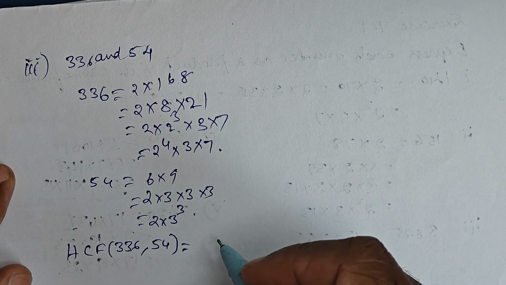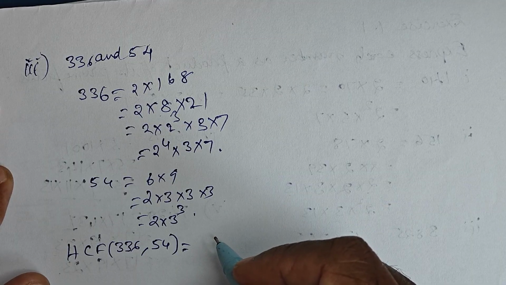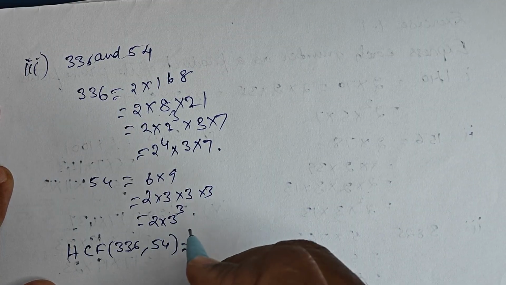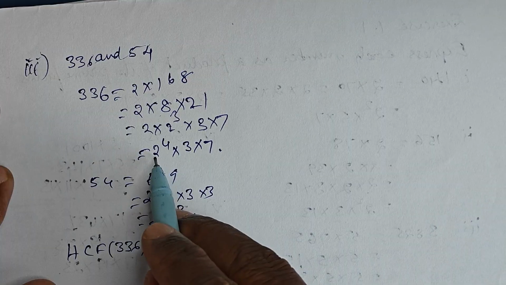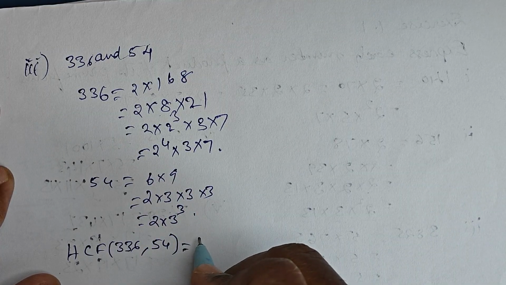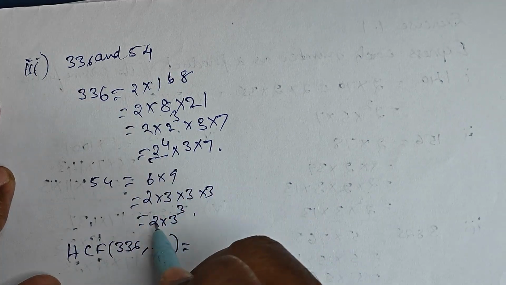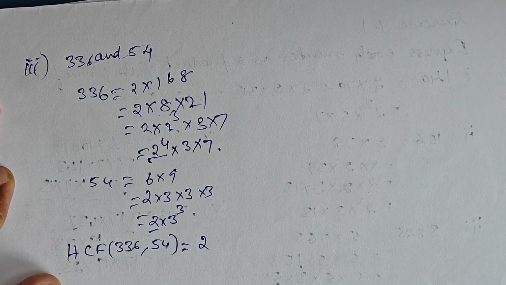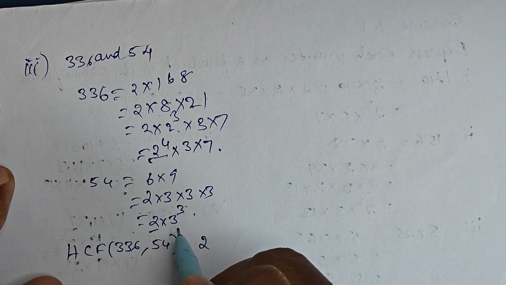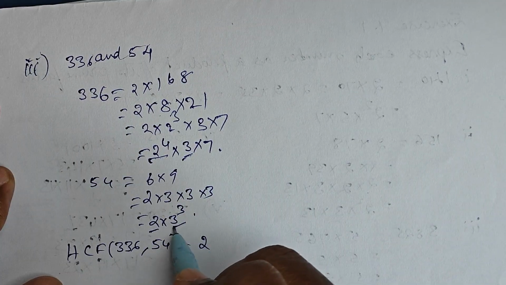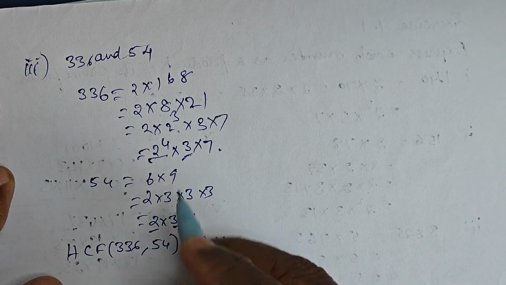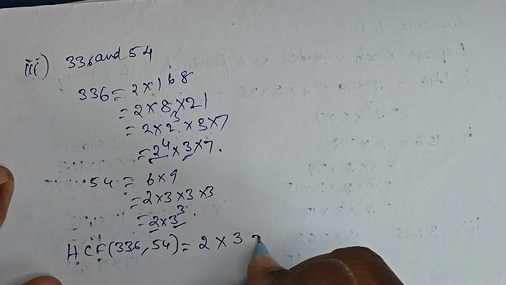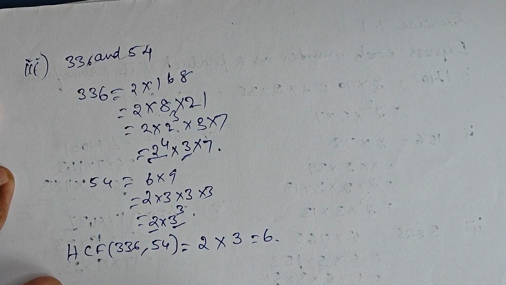Highest common factor means you have to take the least common prime factors. So it is the product of the least powers of the common prime factors. Here 2 power 4 is there, here 2 is there, so I will take only the least power of the common prime factor. Here I have 3 and 3 cube, and in this I will take only the least power, which is 3. So 2 into 3, the HCF is 6.